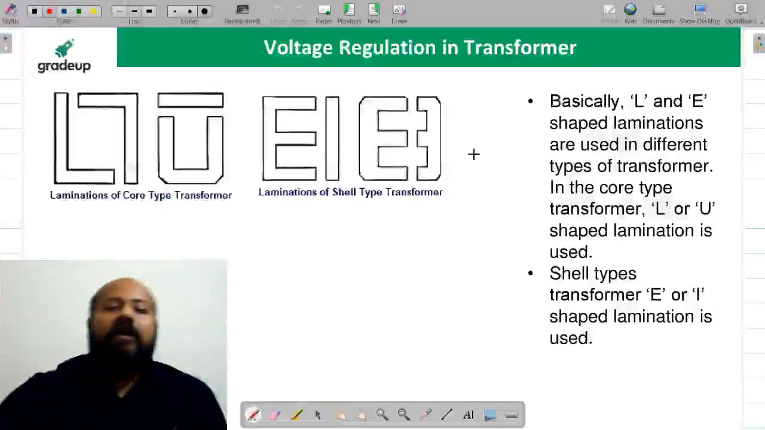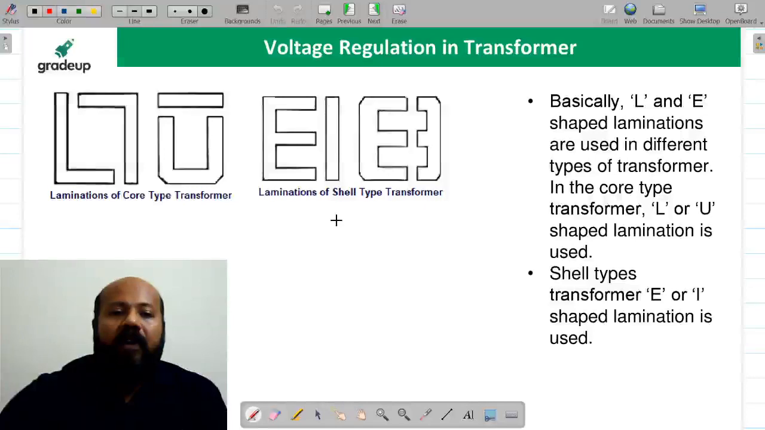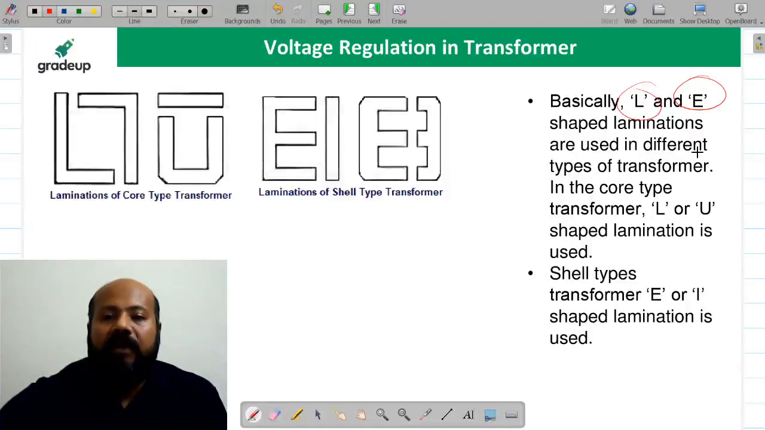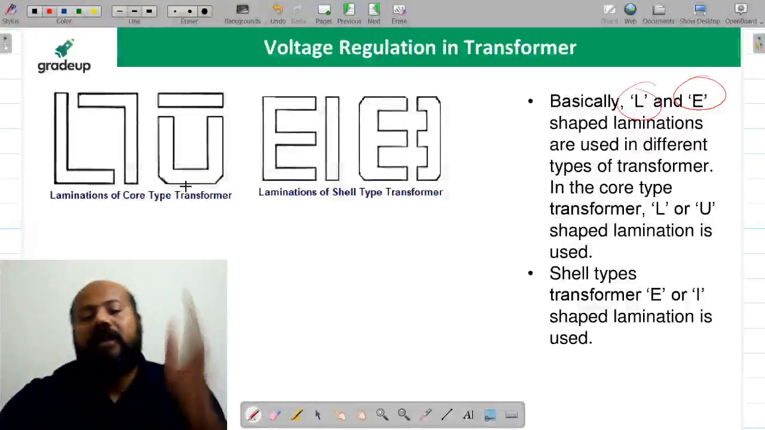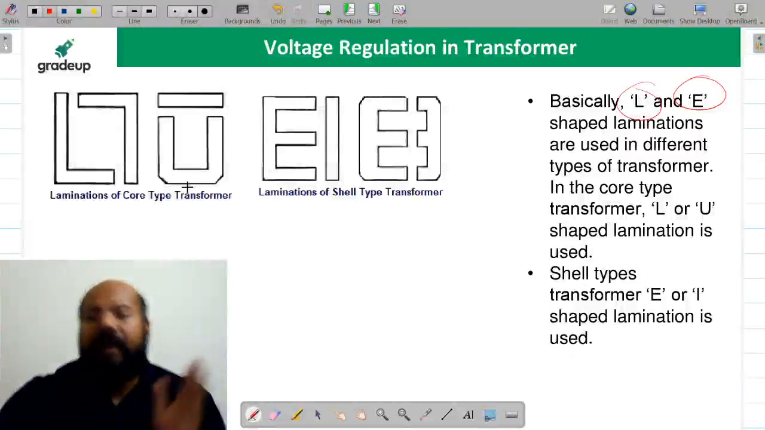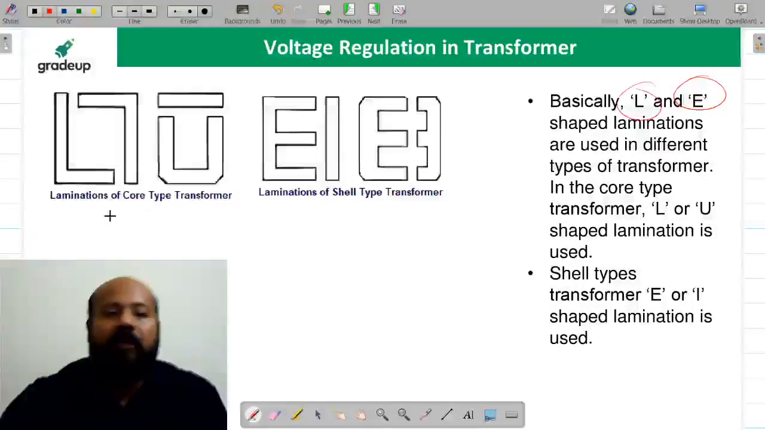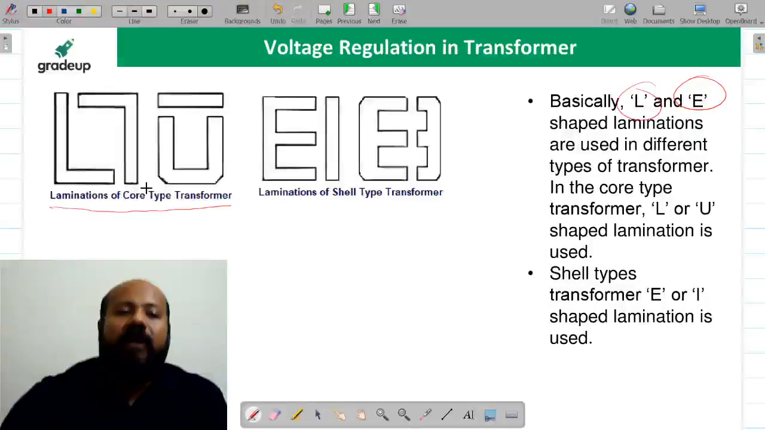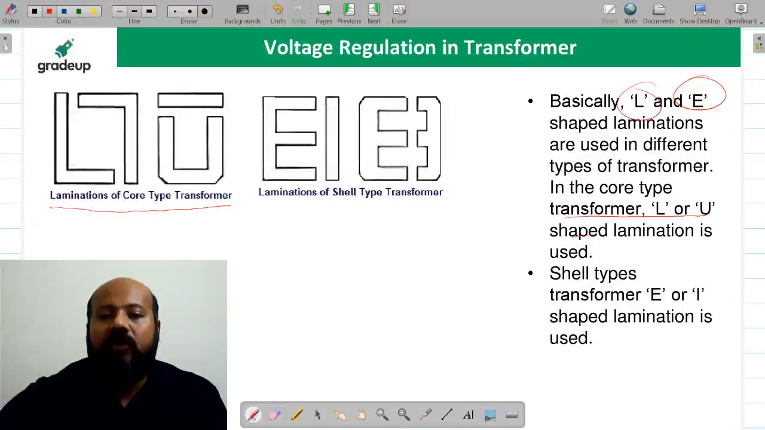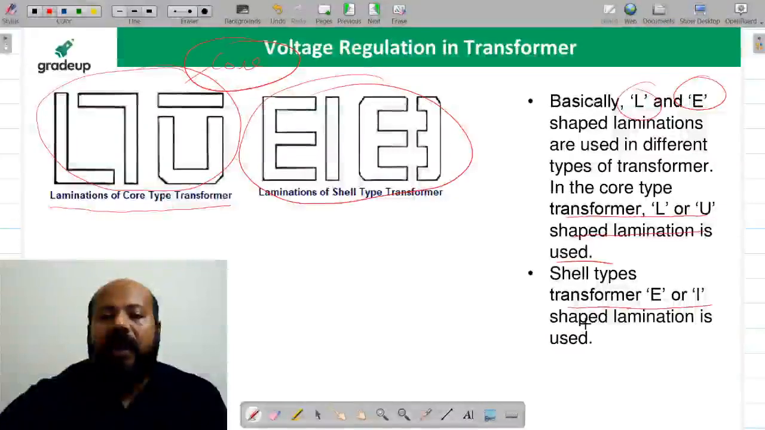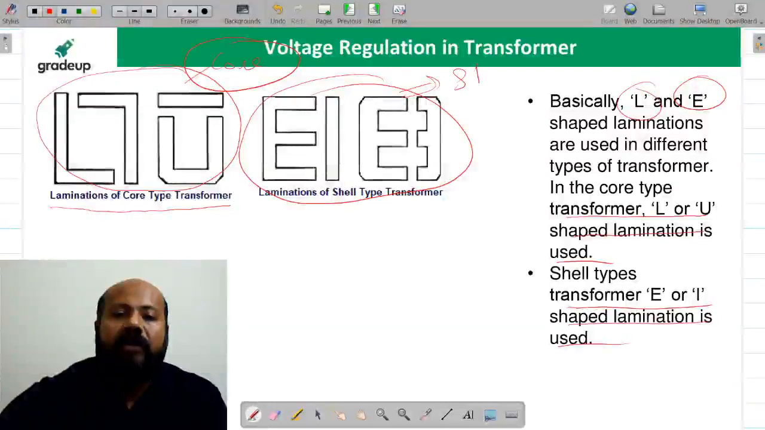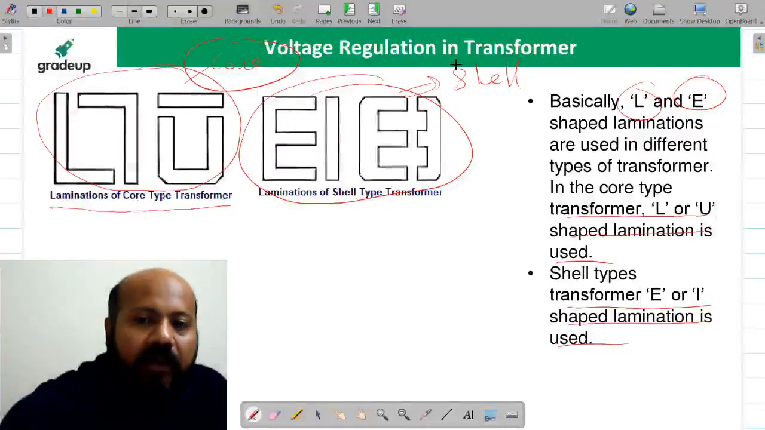Now there are different types of laminations that can be used. Basically L and E type laminations are used in different types of transformer. We'll discuss what is core type transformer and what is shell type transformer. Don't worry, we'll discuss all those things in detail. You just listen to me properly. For the core type of transformer, we use the L or U shaped laminations like this. And the E or I shaped laminations we basically use for the shell type transformer. I hope it is clear to all of you.